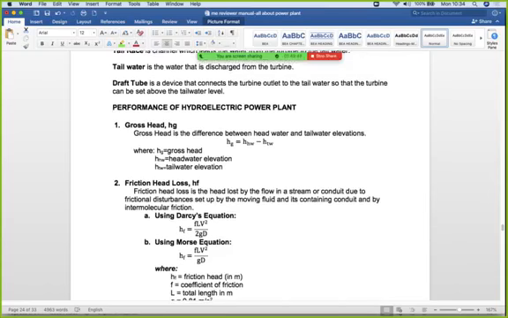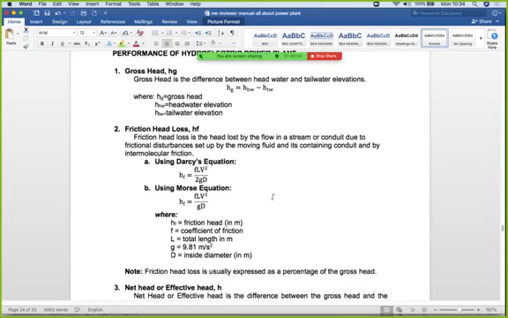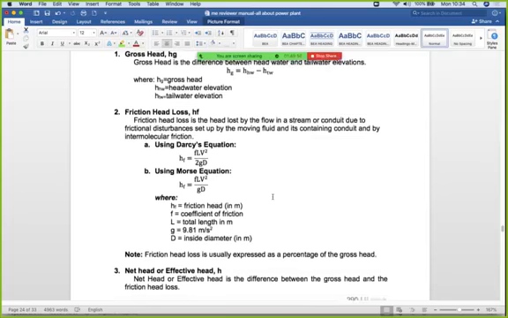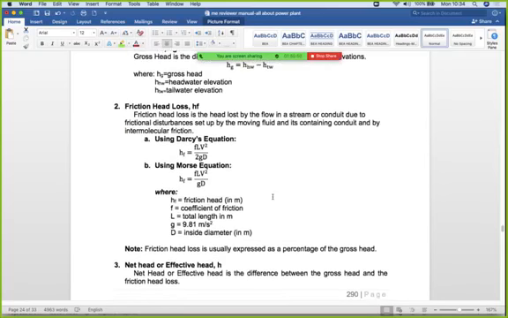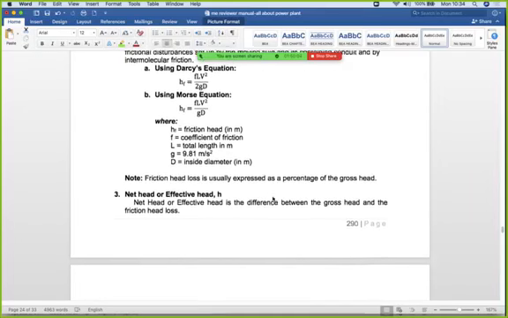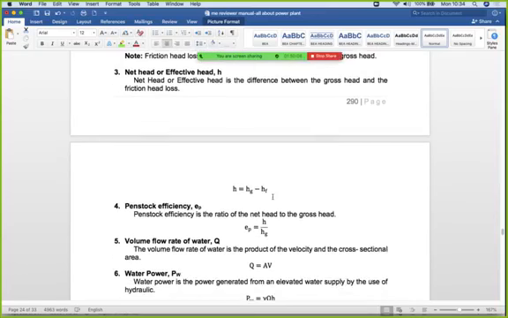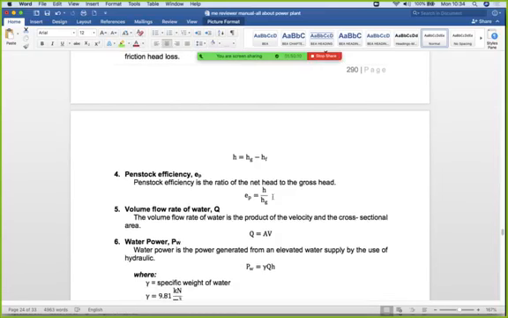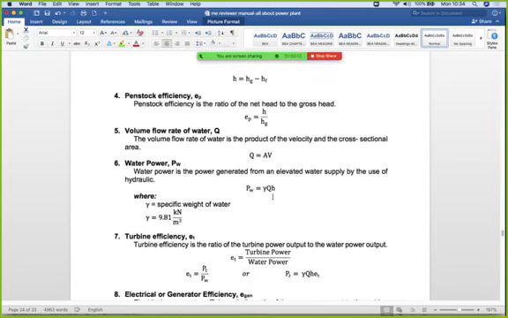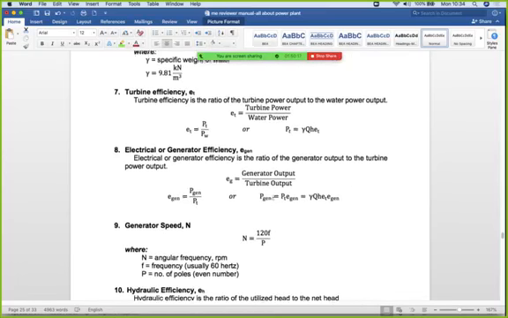These are the formula, friction head. So we utilize Darcy's flow equation because there is friction. If there's friction, that's Darcy's equation. We have the length, coefficient of friction, inside diameter, net head, Hg minus Hf, pipe stack efficiency, volume flow rate, water flow power, turbine efficiency, generator efficiency.